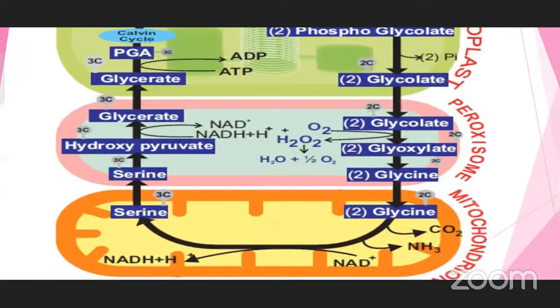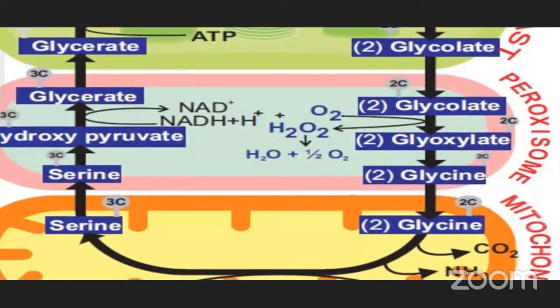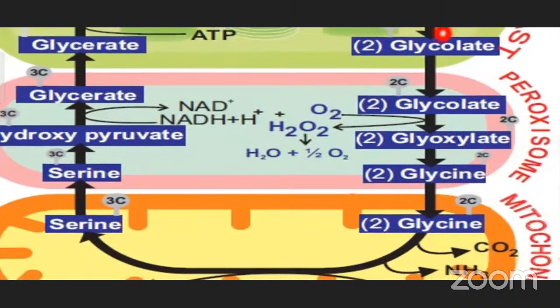So clearly see here, both the glycolate molecules coming from chloroplast to peroxisome, immediately with the availability of oxygen, they are going to become glyoxylate. They are oxidized. That's why the name glyoxylate. And also hydrogen peroxide is formed here because of oxygen available. So we leave it here only. We are bothered about this one only.